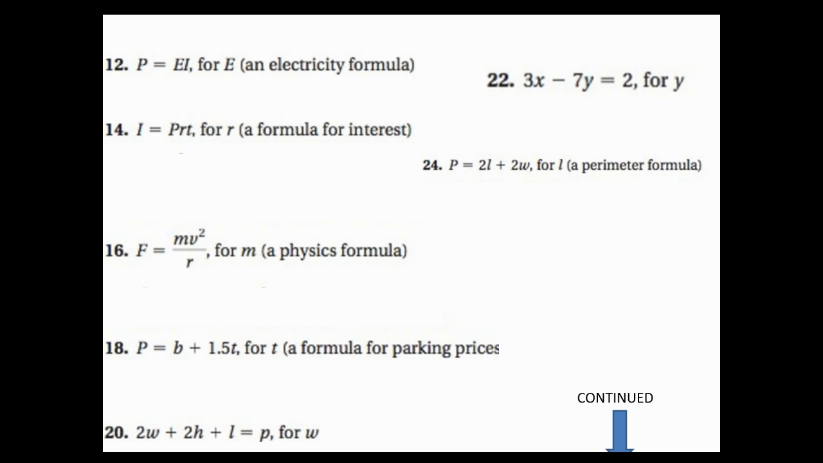Okay, this is your homework. I can move this. So you have to read it. There's a little comma. P equals E times I. Solve it for E. This one, I is equal to PRT. Solve it for R. And it tells you what the formula is for. Here's a physics formula.